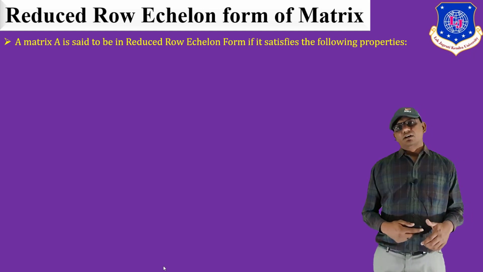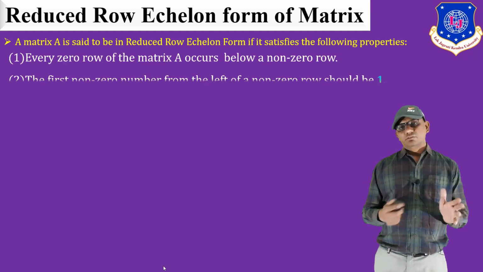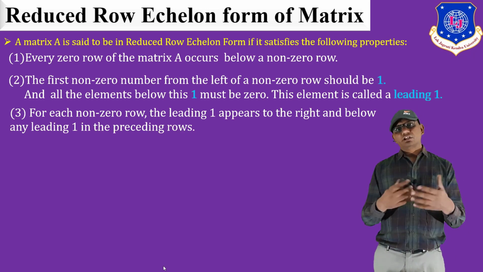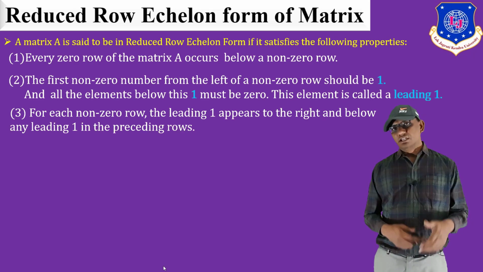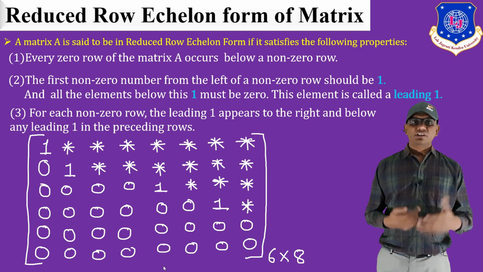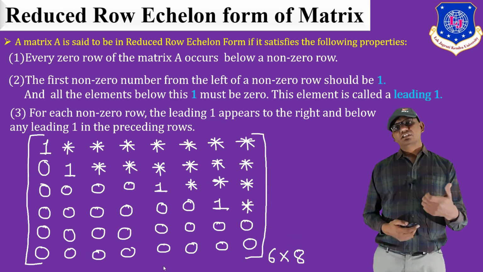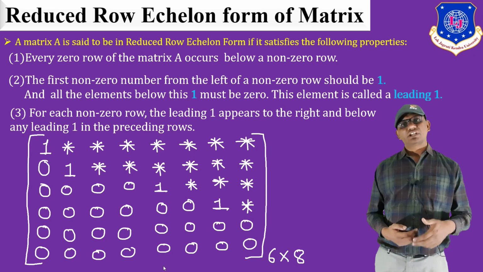So before converting into the reduced row echelon form, first we convert into the row echelon form. So first of all we apply these three conditions. A matrix which satisfies these three conditions is of this type.